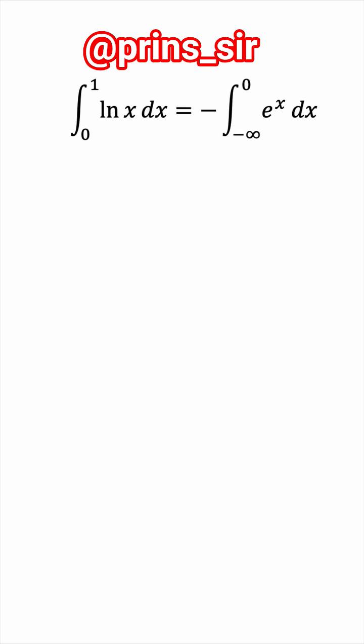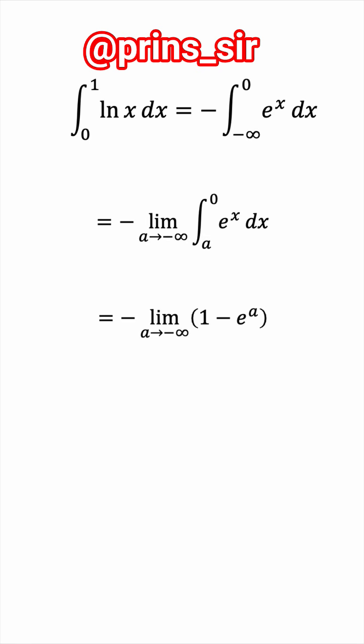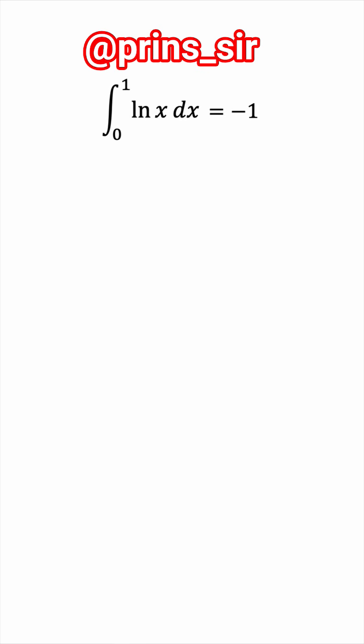Now we can evaluate this integral very easily by taking the limit first, because it's still improper since it has infinity in its bounds. The antiderivative is very easy to find, and then we'll plug in the limit and get -1 as our solution. So the integral of the natural log from 0 to 1 converges to -1.